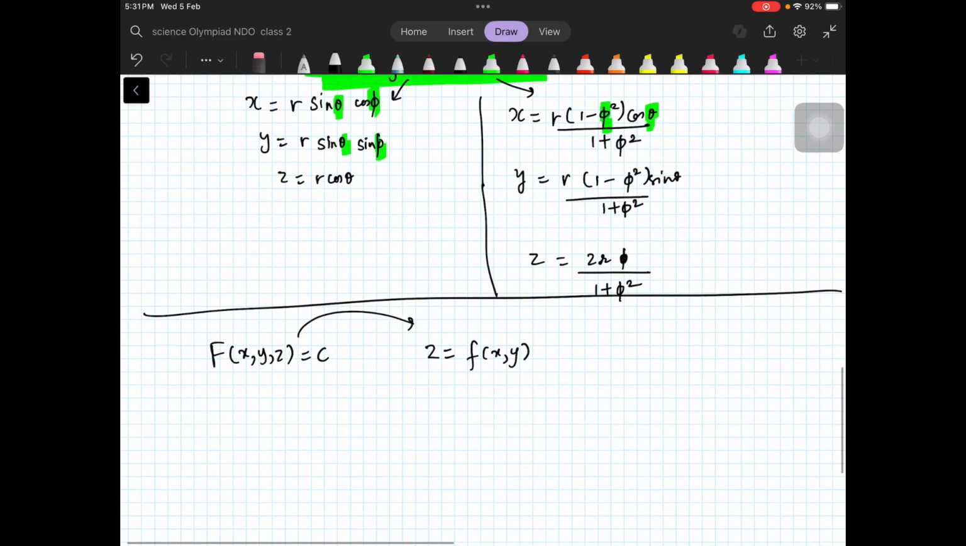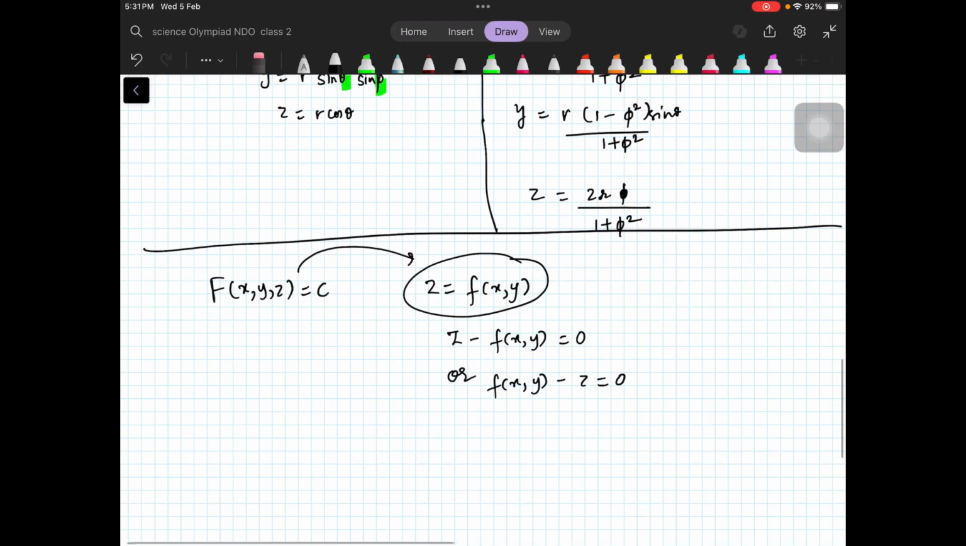Now suppose I am interested in this surface, right? z minus f of x comma y equal to 0, or I can write it as f of x comma y minus z equal to 0. This is my capital F. This was the original thing and this is there.